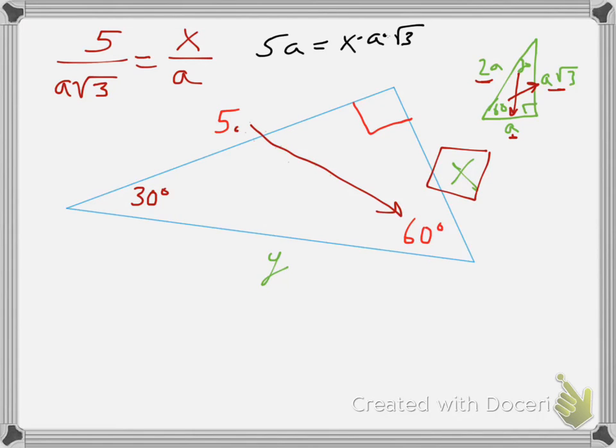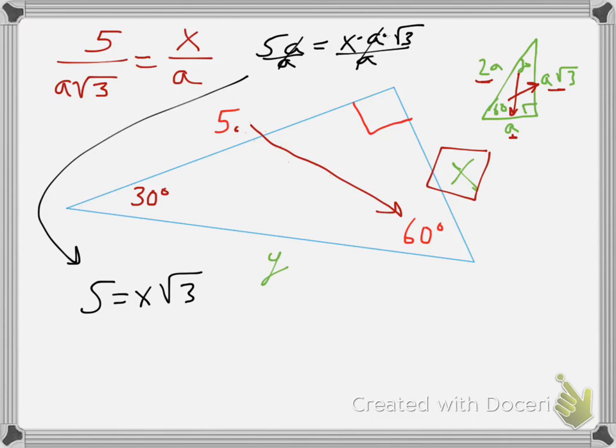Well, you have something in common on both sides, namely a, so you can just get rid of that. That's easy, right? Just divide both sides by a. And goodbye a. Nice knowing you. Now you just have 5 equals, the a's are gone, so just x root 3. Well, we're looking for x, right? Divide both sides by root 3. It's just a number. You can divide by a number. It's easy. And there you go. X is equal to 5 root 3.